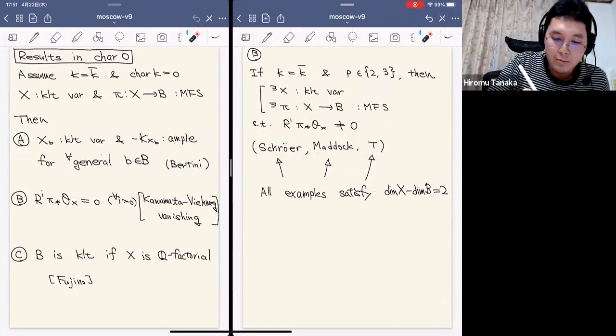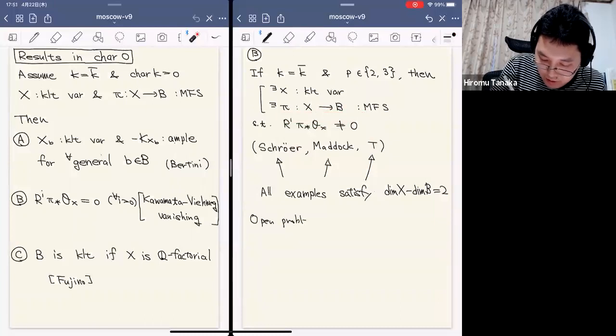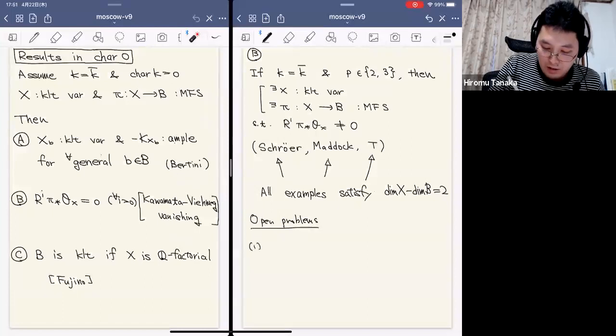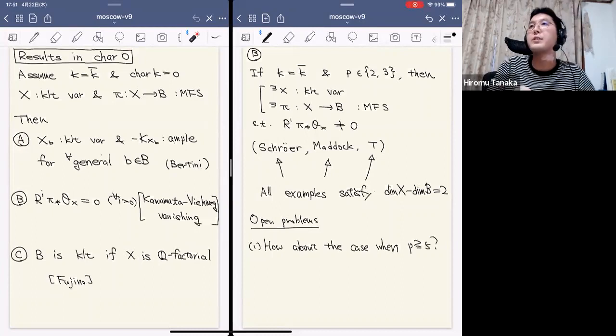And such counterexamples are only found in small characteristic, which I now want to write down as related topics. We do not know whether a similar counterexample exists in larger characteristic. I mean, even in characteristic 5, we do not know. So this is open.